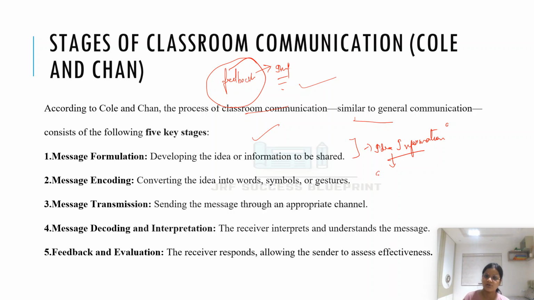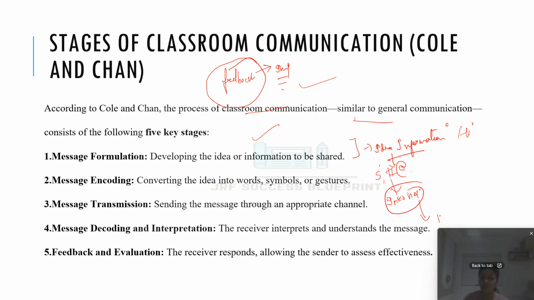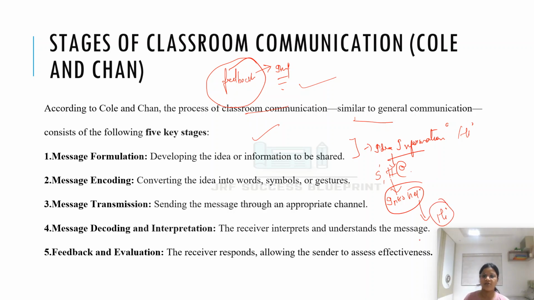Suppose you use hashtag, at the rate. Now you will transmit this message through a proper channel or a medium. Suppose you are transmitting it through the use of internet. This is your channel. Now the receiver decodes the message and interprets the message. He tries to decode the message and understand the message that you have spoken. Suppose you have said hi. Now he received the message, decodes the message and understands that you have written hi.